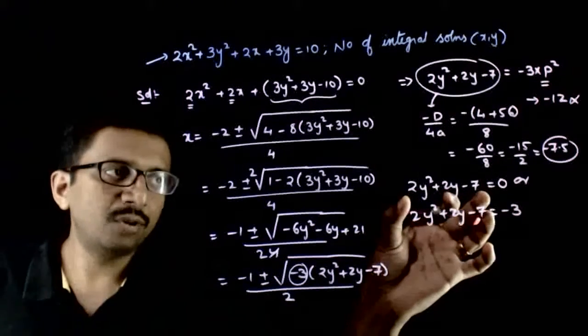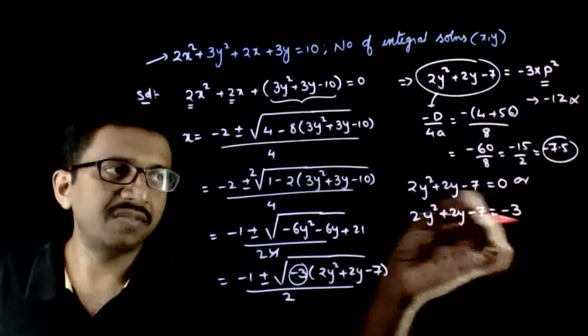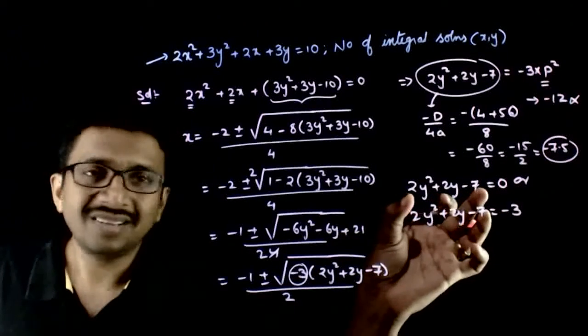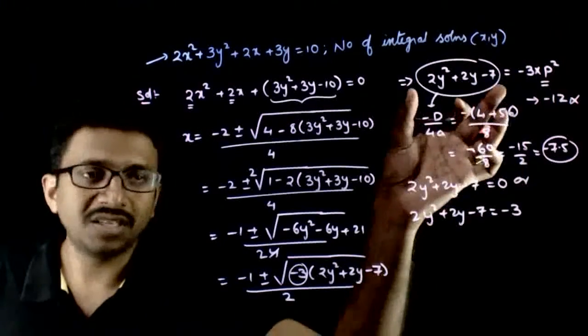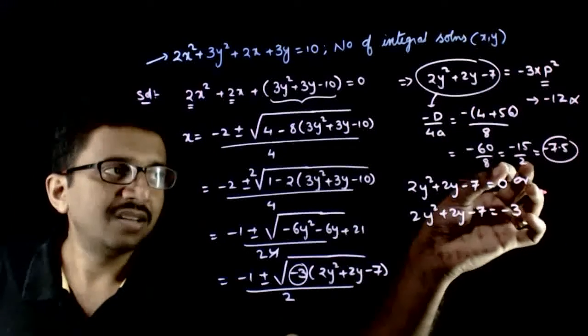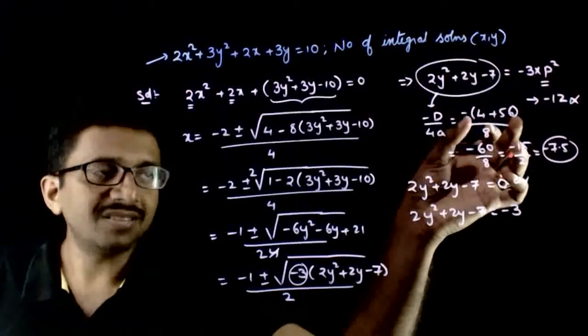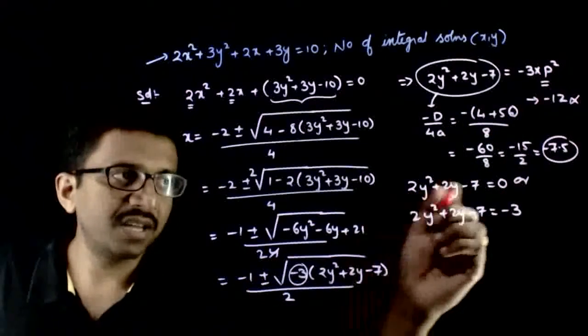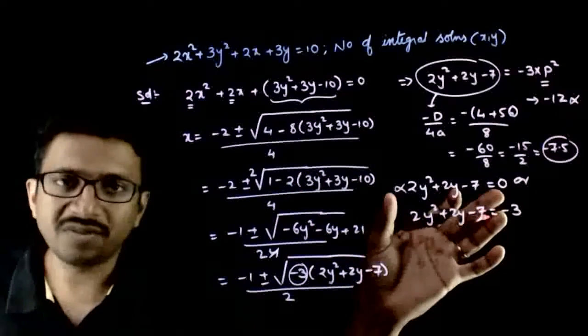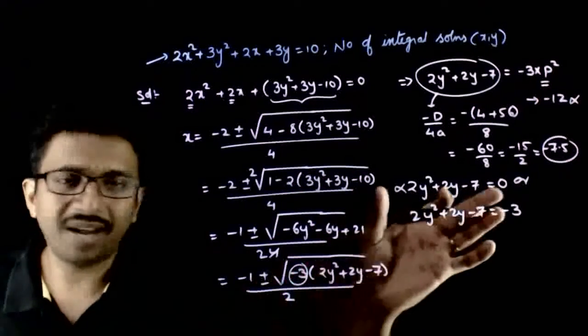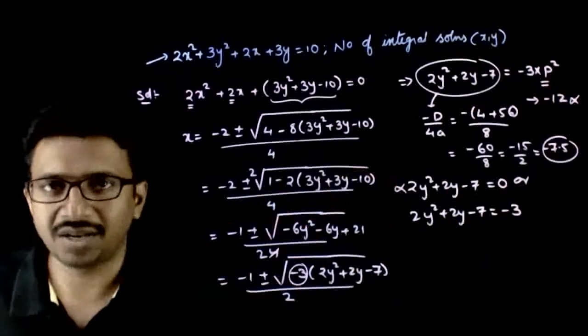When 2y² + 2y − 7 is equal to 0, obviously the discriminant of this is 60, which is not a perfect square. So the roots of this expression are not integers, and an integral y does not exist.